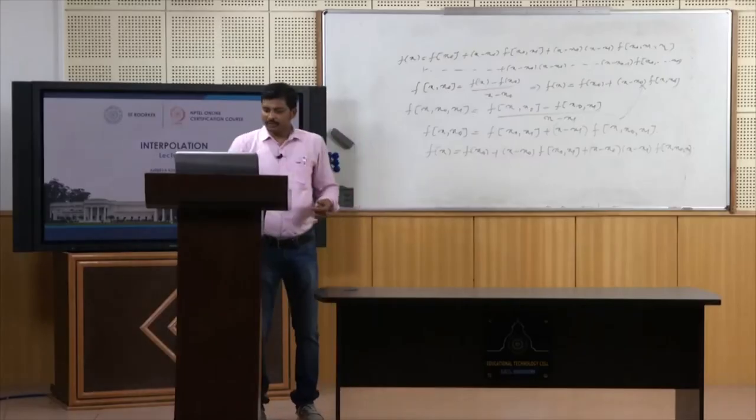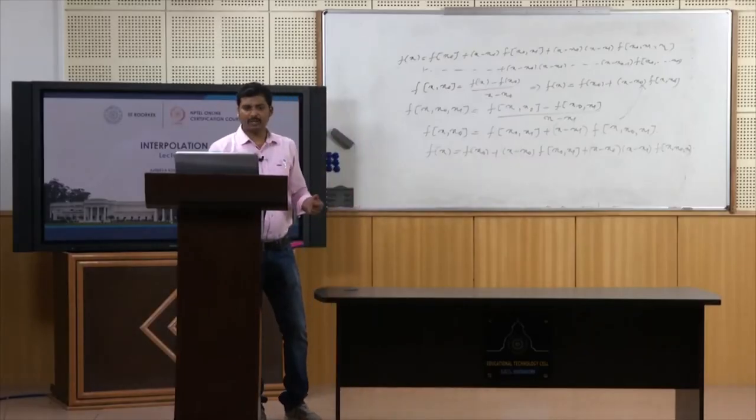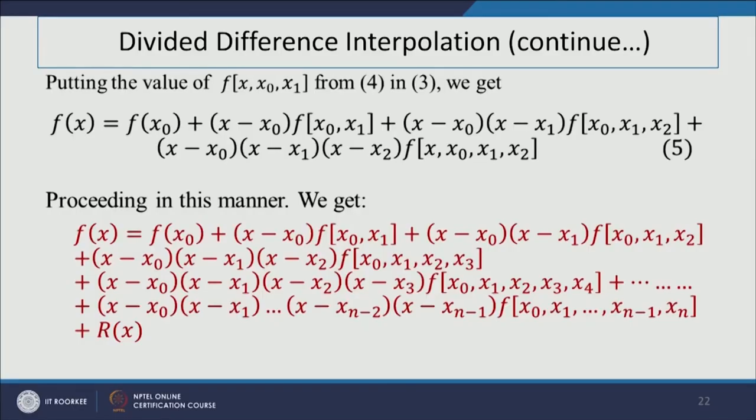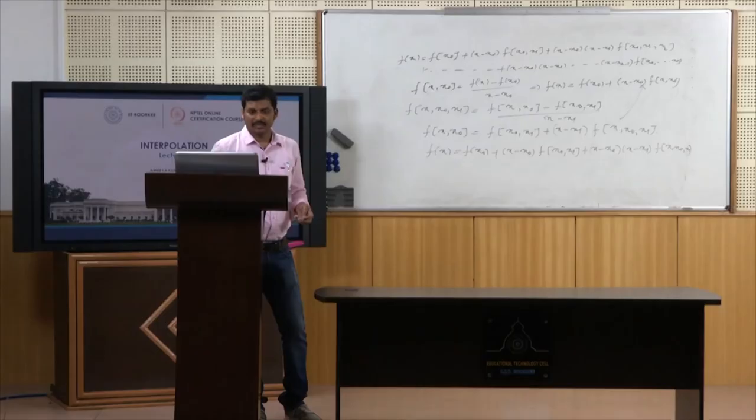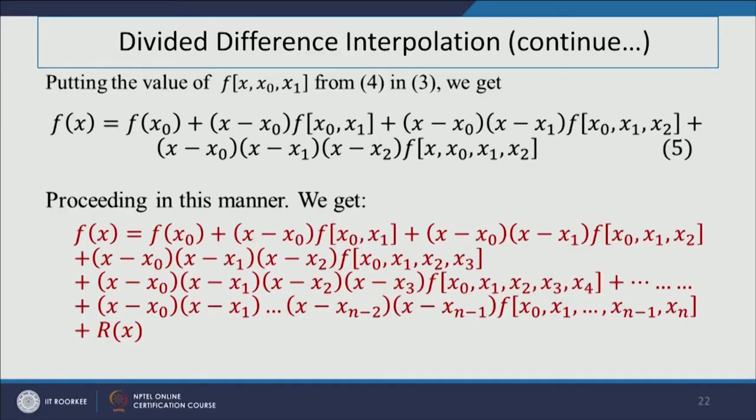So likewise, if you add one more point, finally we can obtain this formula, which can be given as f of x equals f of x0 plus x minus x0 f of x0 x1 plus x minus x0 x minus x1 f of x0 x1 x2 plus up to x minus x0 x minus x1 up to x minus x(n minus 1) f of x0 x1 to xn plus the R of x term.